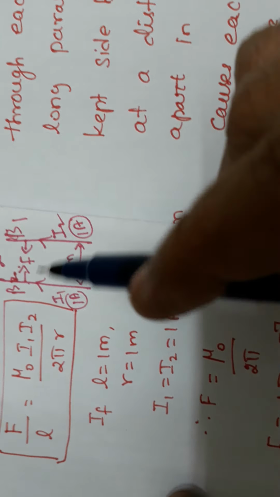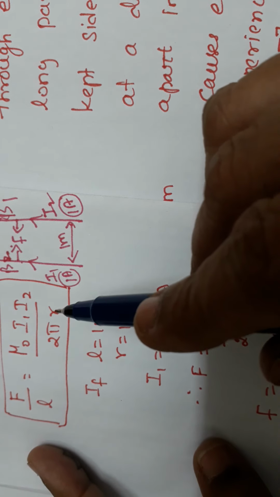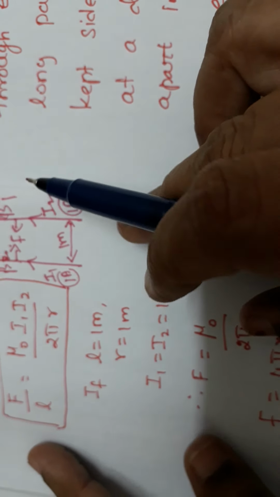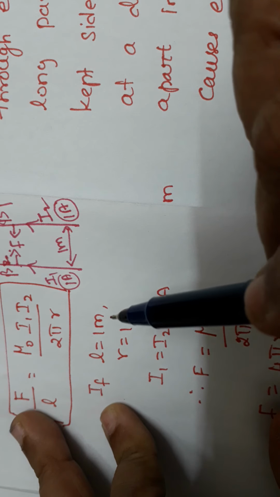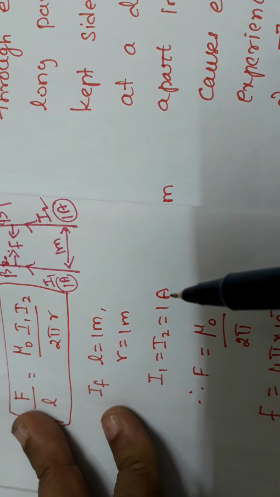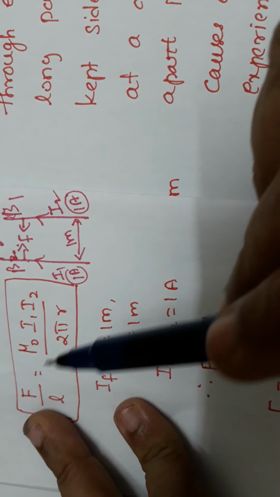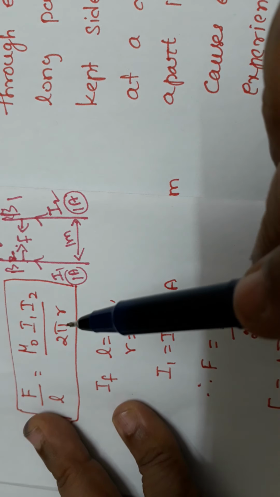Now in this formula you give unit value for all of these. r is 1 meter, the distance between these two wires is 1 meter. The length of the wire is actually infinite, but you consider 1 meter. And I1 and I2, both currents, are of the same constant value, 1 ampere. If you substitute everything as 1, what will you get? F by 1 is equal to mu naught into 1 into 1 by 2 pi into 1.